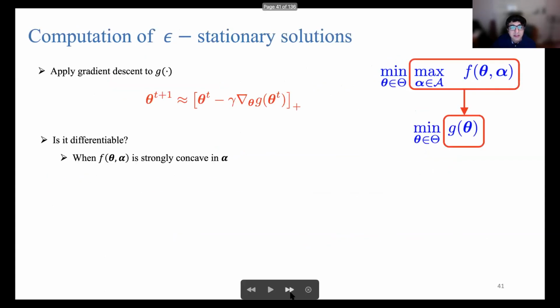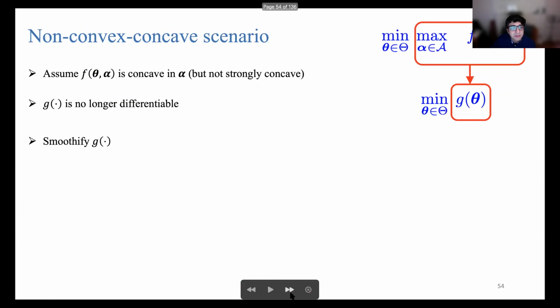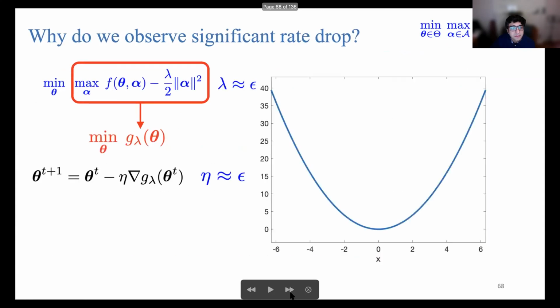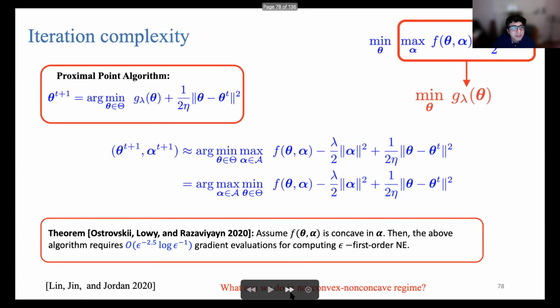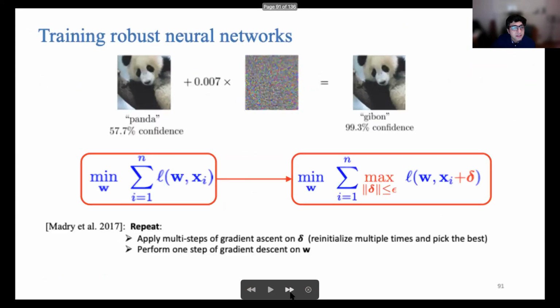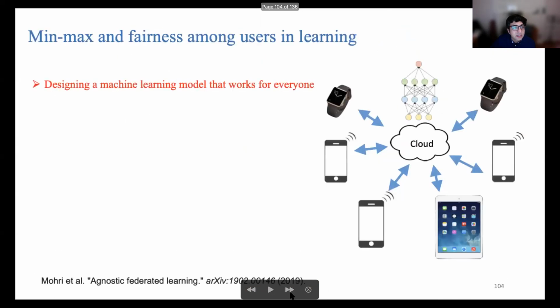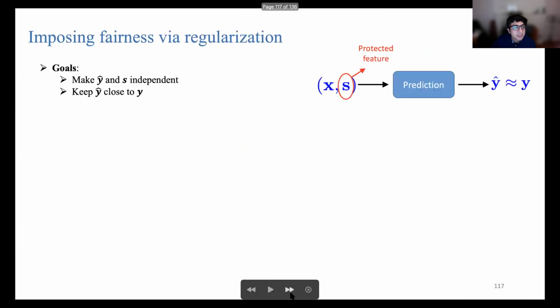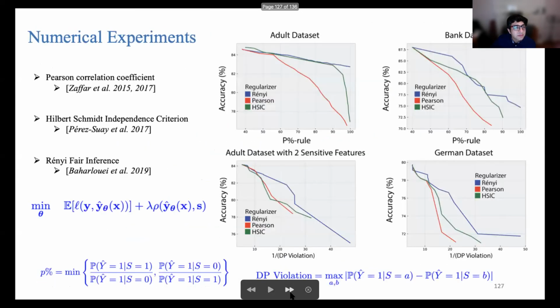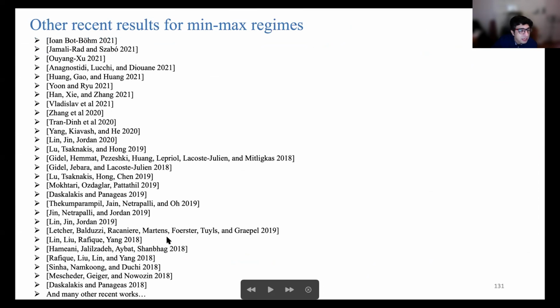Let me see if I listed the references here. Okay, sorry. Unfortunately, I don't have it. Okay, this is the Daskalakis work that I talked about.